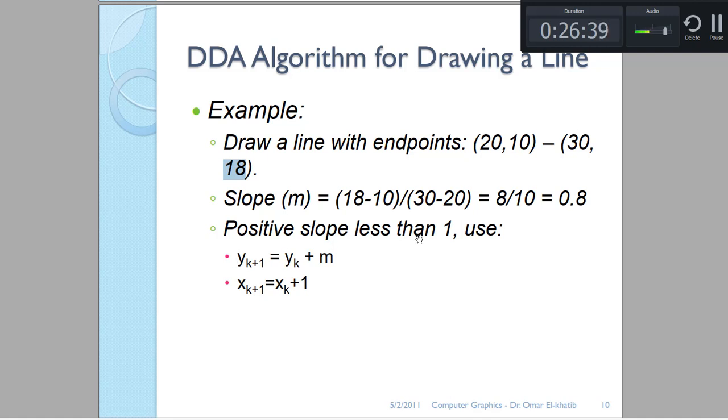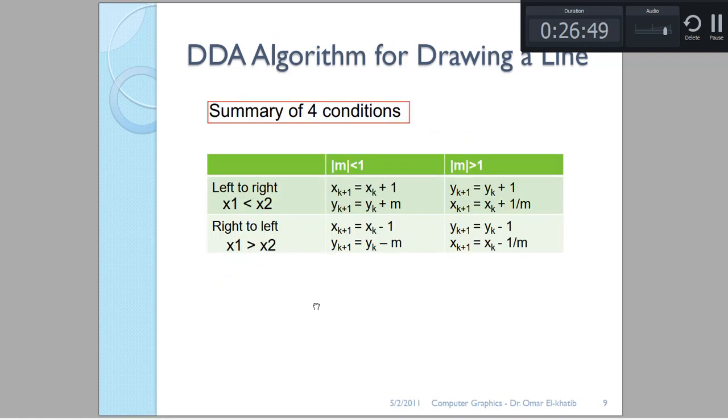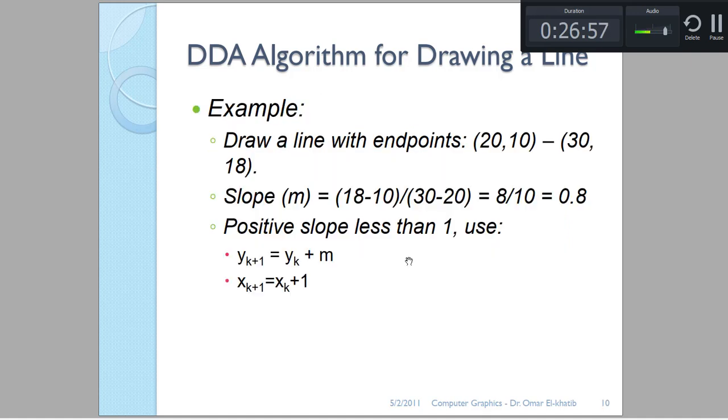Okay, positive slope less than 1, and we will use this equation, which is the condition that if m is less than 1, then x is equal to xk plus 1 and y is equal to yk plus m. This is the thing we are going to use. Now, our first point is (20, 10). What will be our next point?